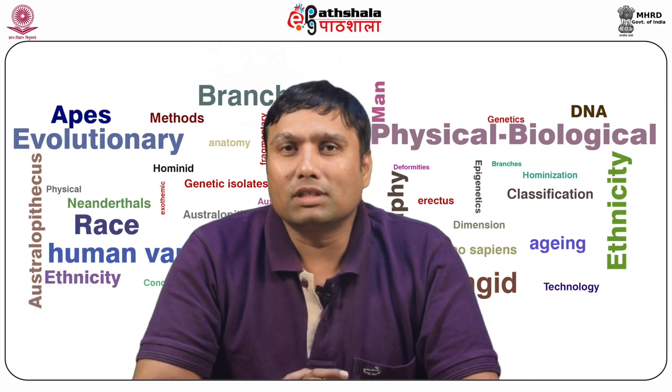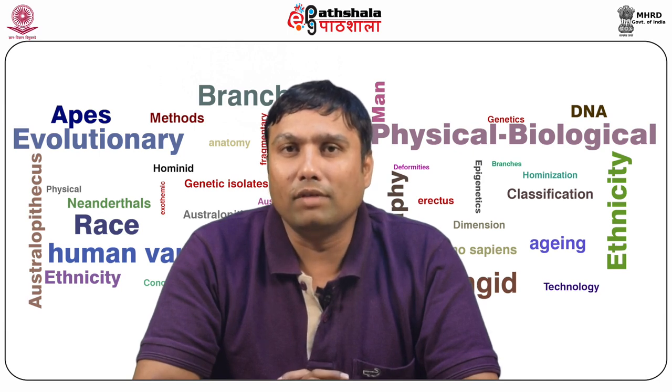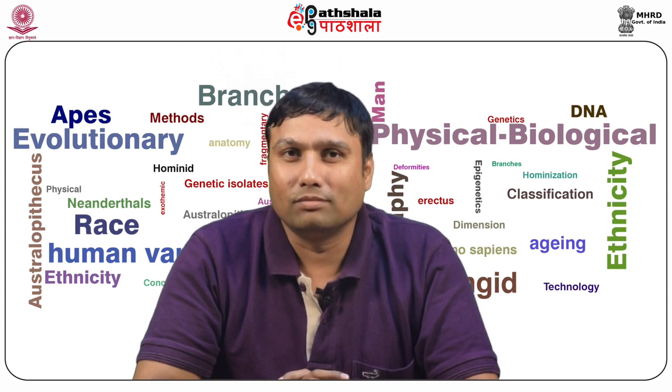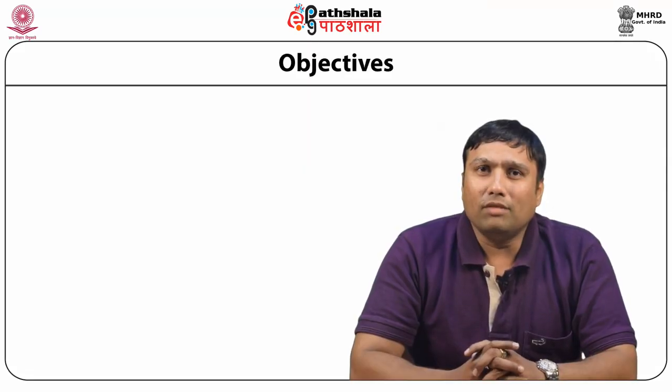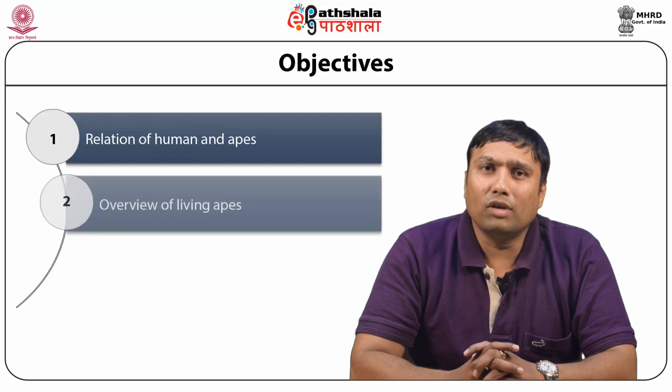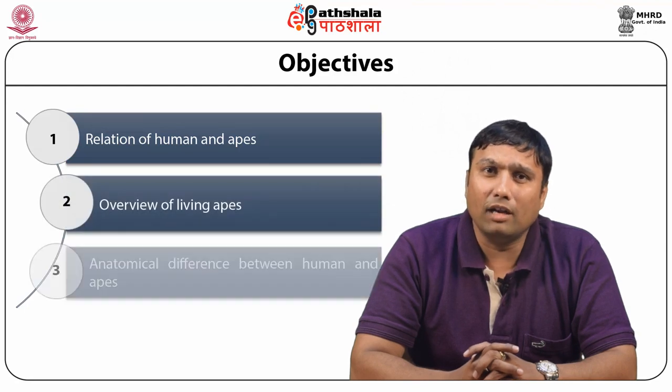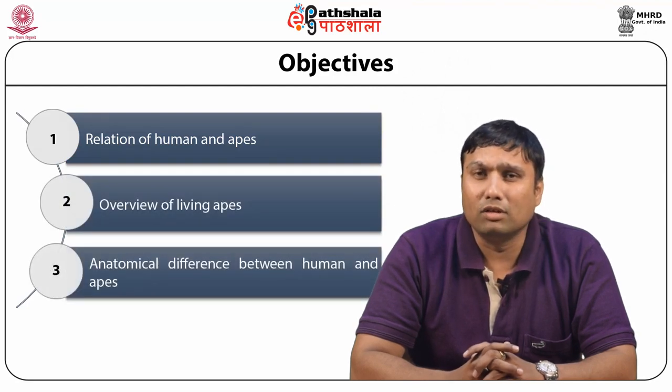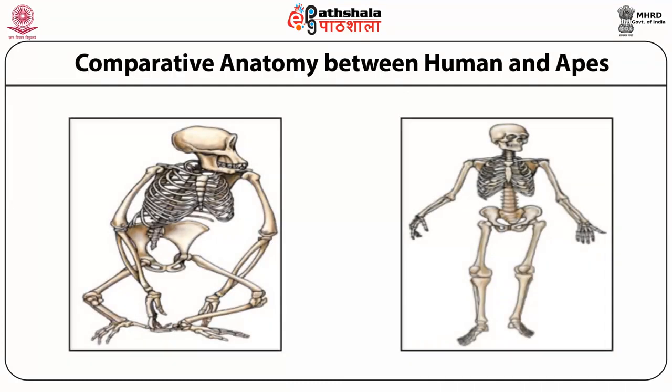Today we are going to discuss a module entitled Comparative Anatomy between Man and Apes under Biological Anthropology. The important objectives of this module are the relation of humans and apes, an overview of living apes, and anatomical differences between humans and apes.